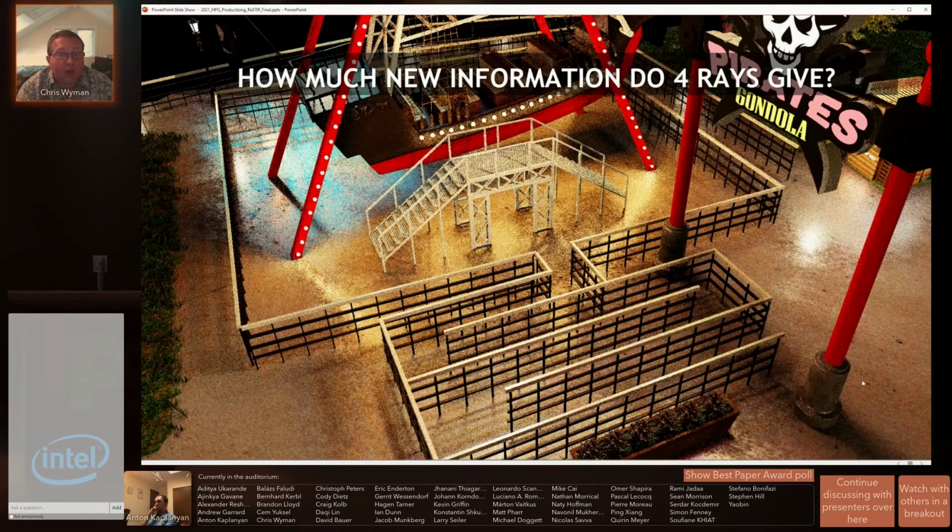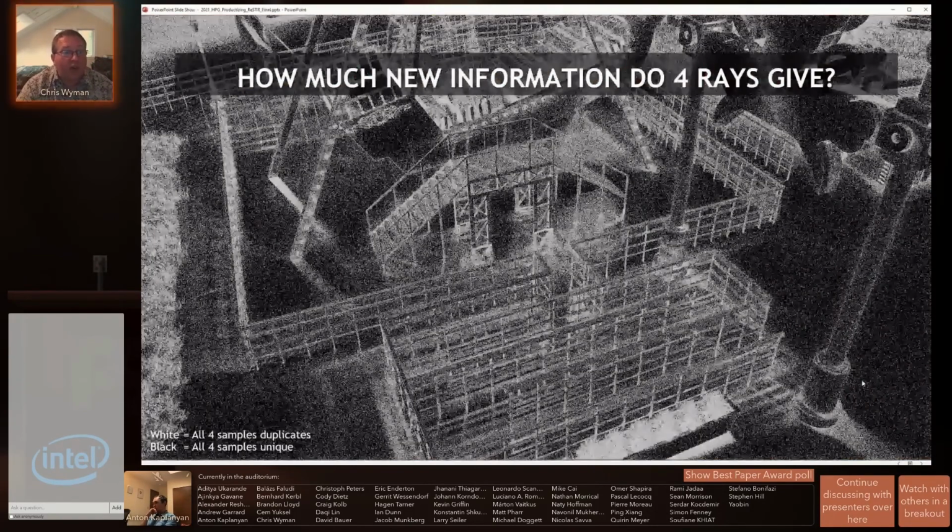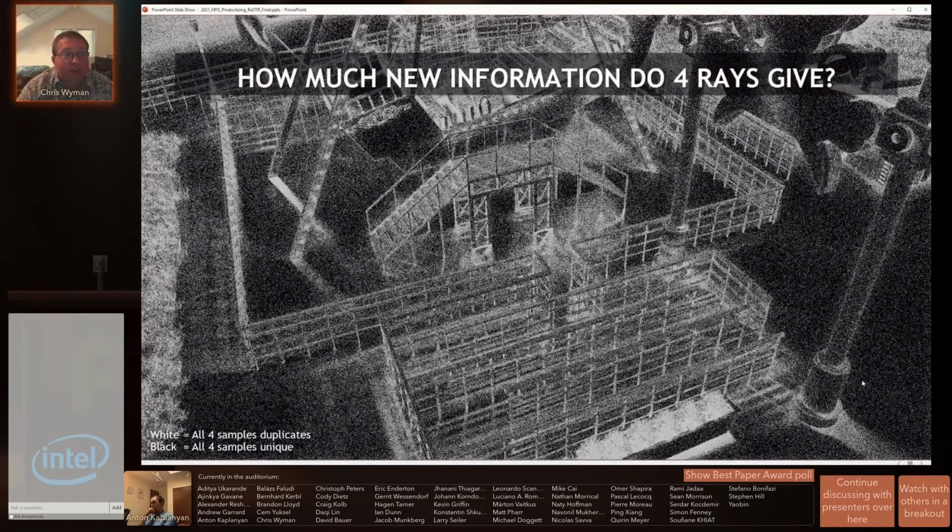So let's go back to our amusement park scene here, and I'm going to visualize the number of unique samples per pixel. Of these 4 samples that ReSTIR picked, in black regions in this visualization, we picked 4 unique lights out of our universe of 3 million. And white samples happen to pick the same light 4 times out of our universe of 3 million lights. The thing to take away is that the regions where it samples the same light 4 times are in the shadowed regions.